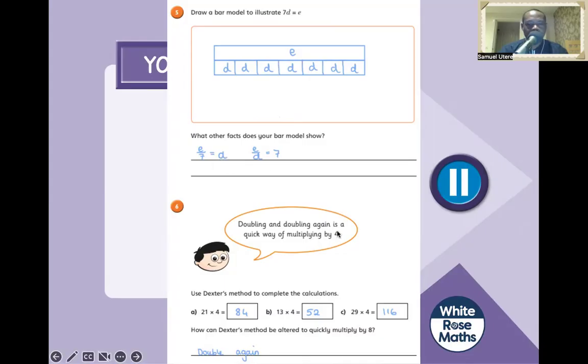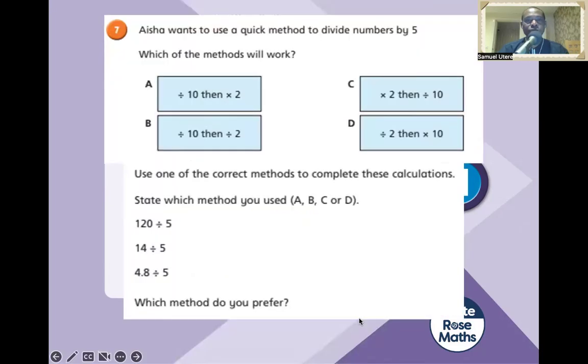Next, you're asked to use Dexter's method, knowing that to multiply by 4 means to double and to double again, to do these calculations. And these are the answers. Pause the video and answer question 7 in 3 minutes. Assuming you've paused the video and you've answered question 7, here are the answers.